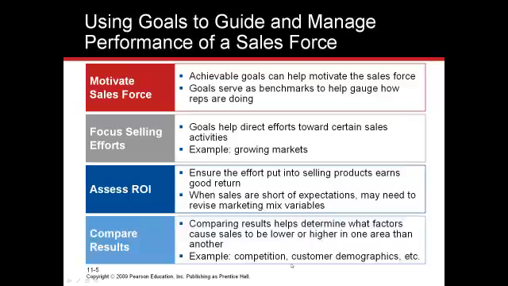The next thing you can do is compare results. Comparing results helps determine what factors cause sales to be lower or higher in one area or another. For example, competition, customer demographics, and the like. For example, perhaps the number of competitors and the strength of each in the territory is different. Or perhaps the characteristics of the buyers in a certain area, the geographical distance between them, or the skills and efforts of the salespeople working in the areas differ.